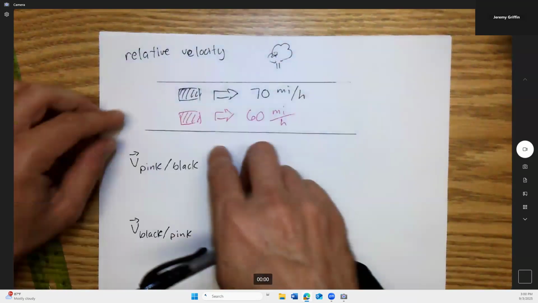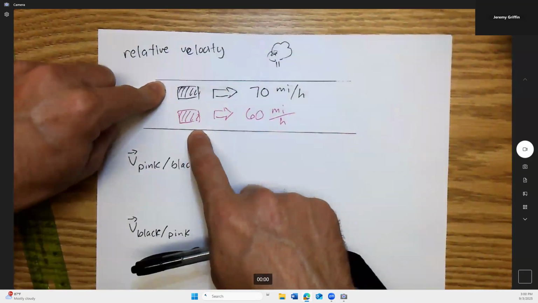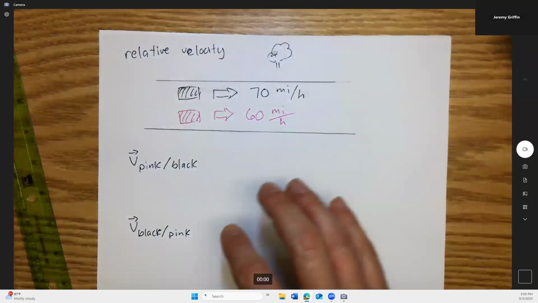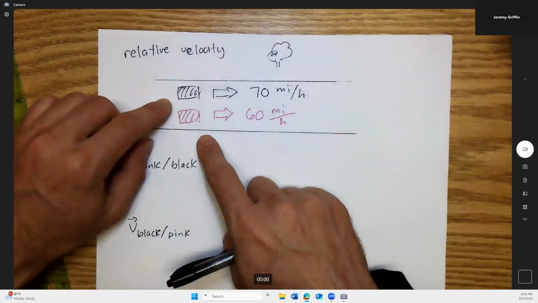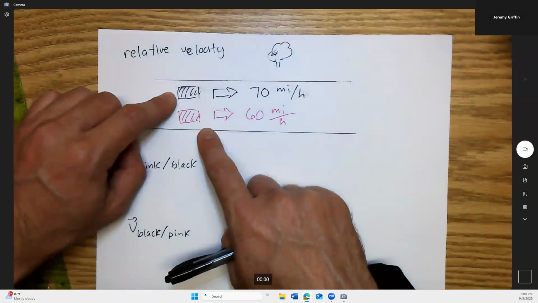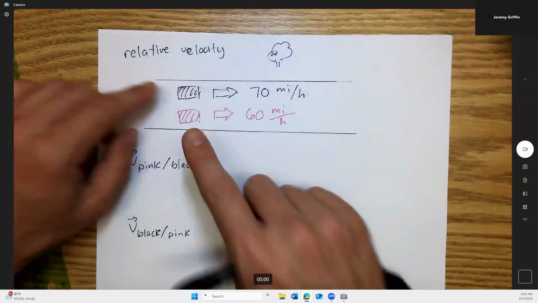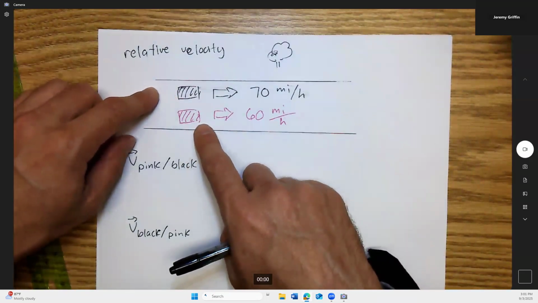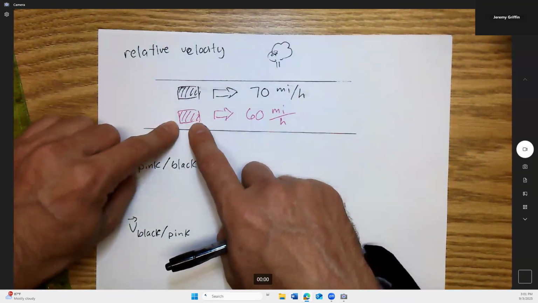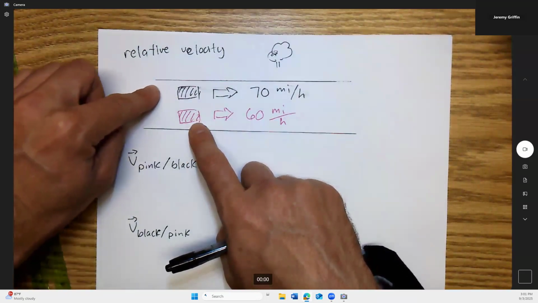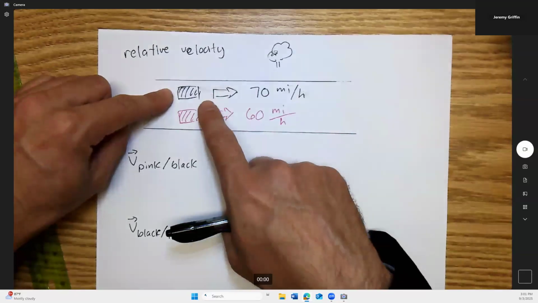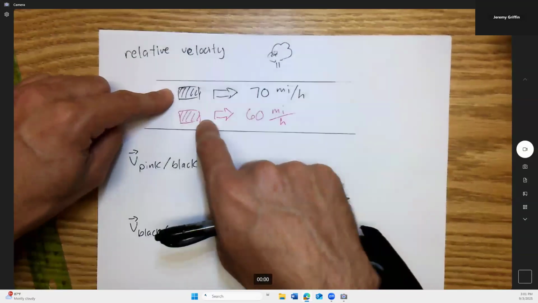Guys, what if these were spaceships out in deep space? We're all just floating around. Constant velocity is the same as being at rest. Constant velocity and being at rest are physically identical. There's no way to distinguish the difference. So if inside this pink spaceship, it would look like the black one was moving at 10 miles per hour. And if you're inside the black spaceship, maybe you feel like you're at rest and it looks like the pink is moving this way at 10 miles per hour.